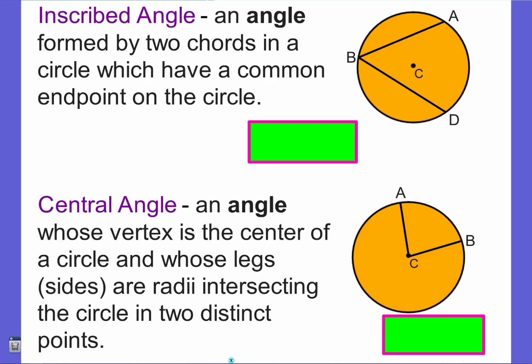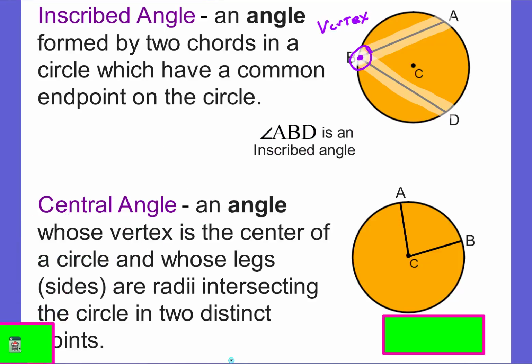We said an inscribed angle is an angle formed by 2 chords. Notice that we have a chord here and a chord here, which have a common endpoint on the circle. And that endpoint you will recognize as a vertex. Angle ABD on this circle is an inscribed angle. It has its vertex on the circle. That's the key element. The vertex of an inscribed angle is on the circle.